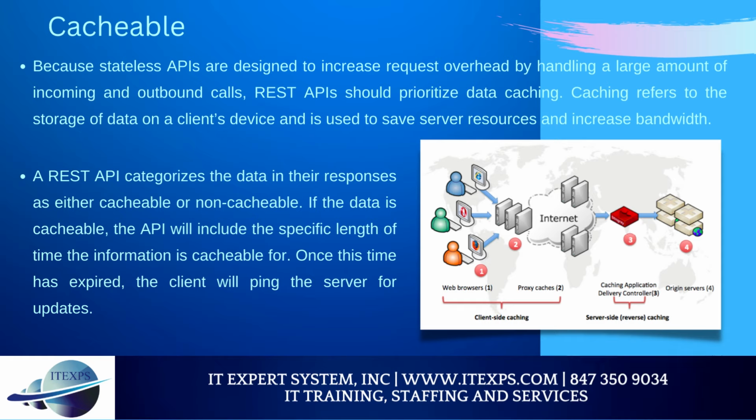Cacheable. Because stateless APIs are designed to increase request overhead by handling a large amount of incoming and outbound calls, REST APIs should prioritize data caching. Caching refers to the storage of data on a client's device and is used to save server resources and increase bandwidth. If the data is cacheable, the API will include the specific length of time the information is cacheable for. Once this time has expired, the client will ping the server for updates.